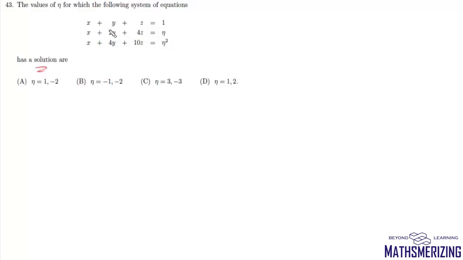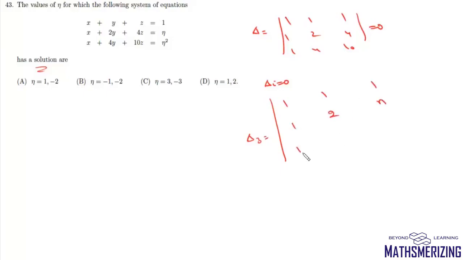Now question number 43 is, the value of eta for which the following system of equation has a solution. Now we'll find delta for this system of equation. It will be 1, 1, 1, 1, 2, 4 and 1, 4, 10. This delta is 0. So that means this equation can have either no solution or infinitely many solutions. Now in this case, it should have infinitely many solutions. So you'll have infinitely many solutions when each of delta I is 0.